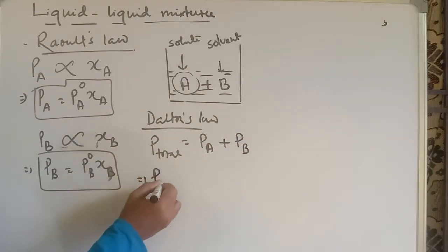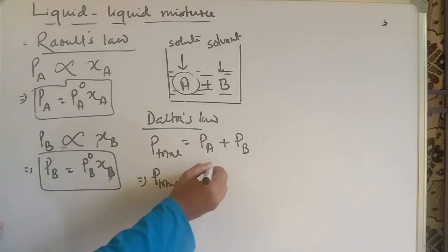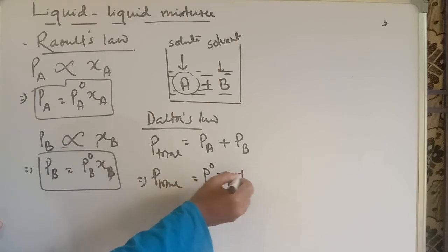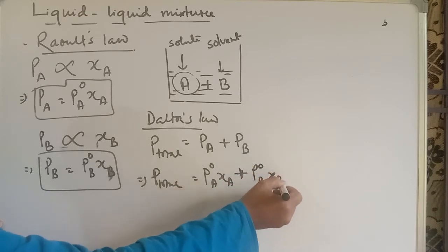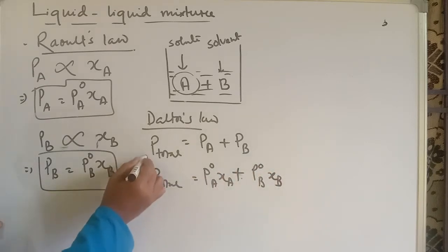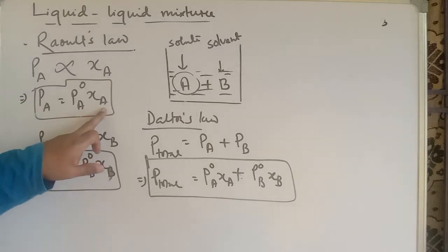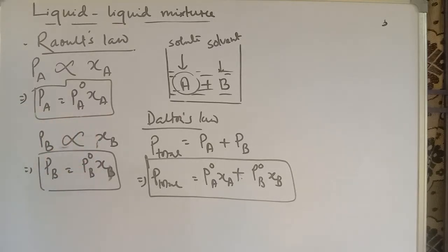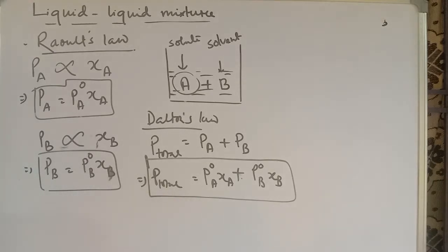We can extend it. P total equals, here you see PA equals P naught A XA, just put it here, P naught A XA, and PB equals P naught B XB. So we get P total equals P naught A XA plus P naught B XB. This is the mathematical formulation of Raoult's law. This is for component A, PA equals P naught A XA. This is for component B, PB equals P naught B XB, and this is for the solution, that is P total equals P naught A XA plus P naught B XB.